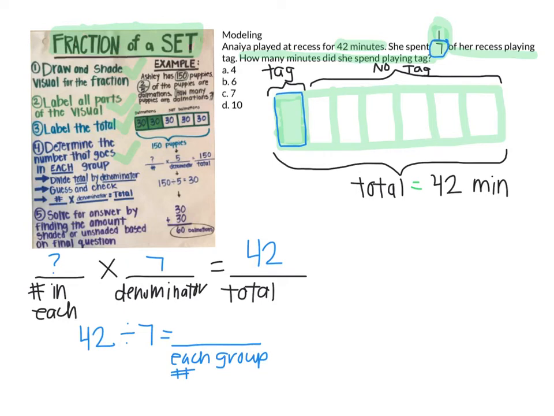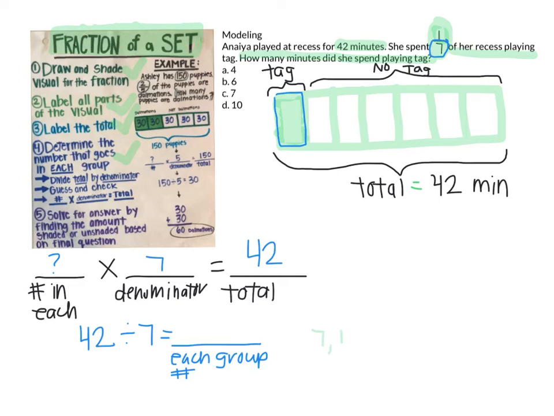So 42 divided by 7, we could do this a few different ways. We could skip count by 7. We could use the bank method. We could use circles and dots, whatever you want. So the way that I'm going to solve 42 divided by 7 is I'm going to skip count by 7 until I get to 42. Then I'm going to see how many times I skip counted to find my answer. So let's skip count by 7s.